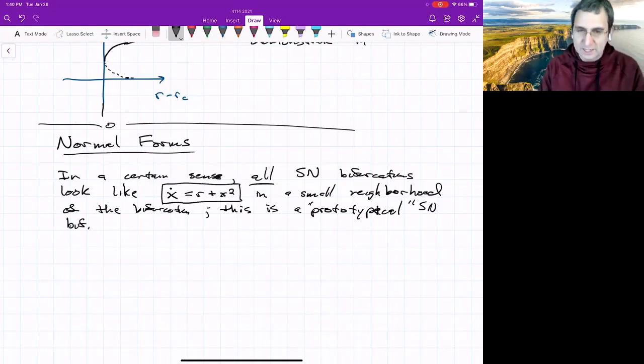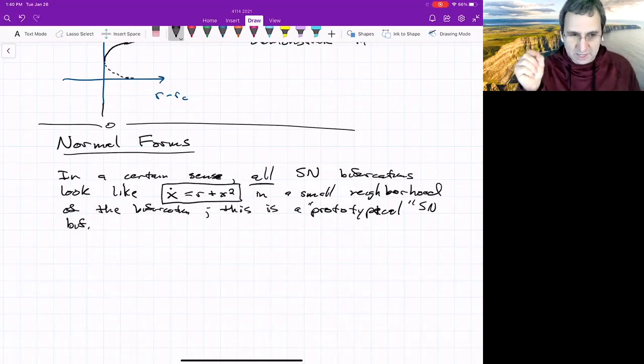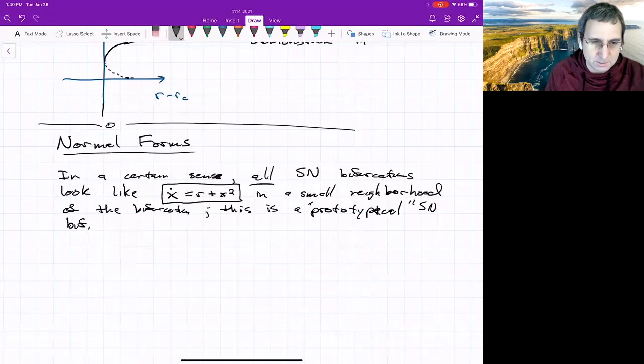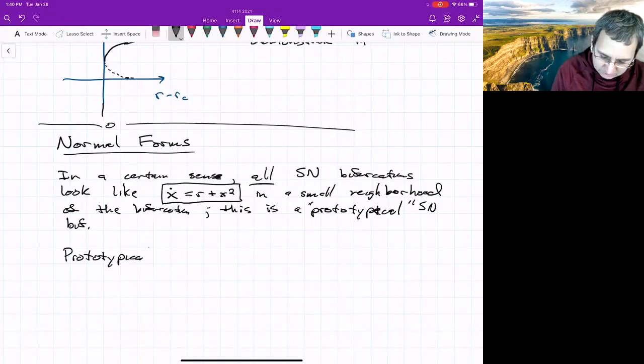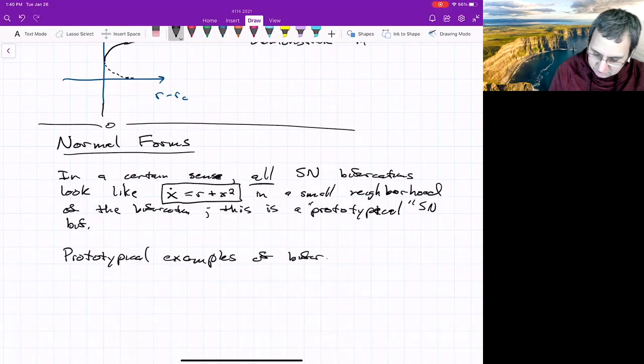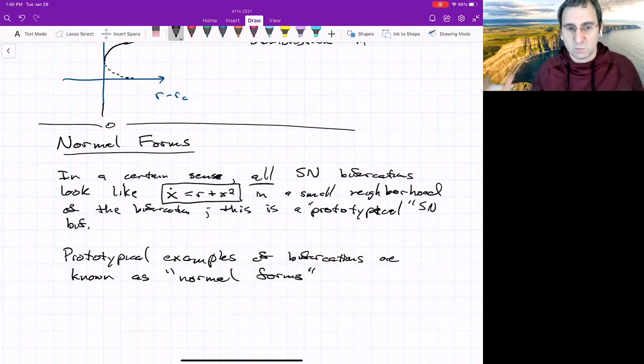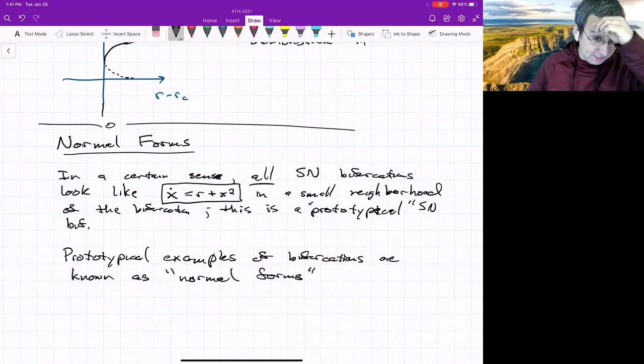Very close, you might need to do some rescaling of the parameter or the state, but you can make it look like this for any saddle-node bifurcation that happens. And this is the idea of what's called a normal form. So in the technical literature of dynamical systems theory, prototypical examples of bifurcations, because there's more than just the saddle-node, but we'll have to talk about that next time, are known as normal forms. It's just kind of like the basic form, the canonical form, the easiest to plot and remember form, but they all look like that.